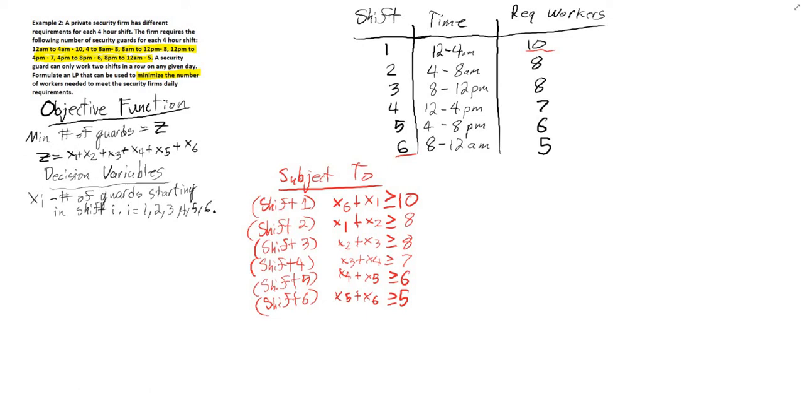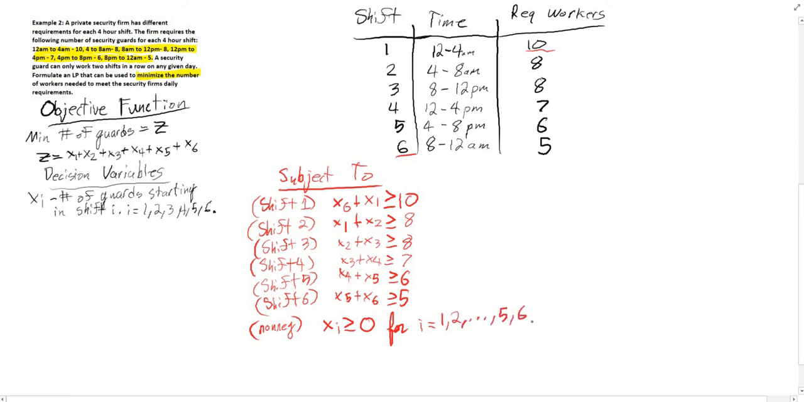Now, of course, we need our non-negativity, which I forgot in the last problem, but we need to know that x of i must be greater than or equal to 0, for i equal to 1 through 6. This is going to be your linear program.